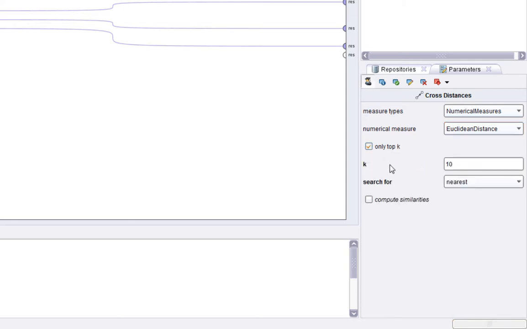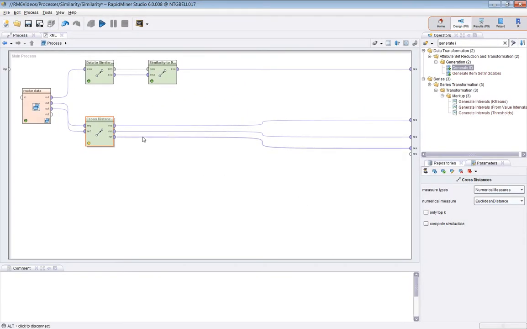Top k means only care about the top, in this case 10 nearest, or you can do the 10 furthest. This is helpful, it makes the calculation a lot quicker. I think it also saves a bit of memory, probably. You can also do compute similarities. This has the effect of negating the output, the value that's output of the distance, which I guess means you can sort it the other way around. So sorting a negative number means that the minimum is bigger than the maximum. Anyway, I'm not going to use that. I'm not going to use top k. The output from the cross distances operator is an example set. Let's just run it and show that.